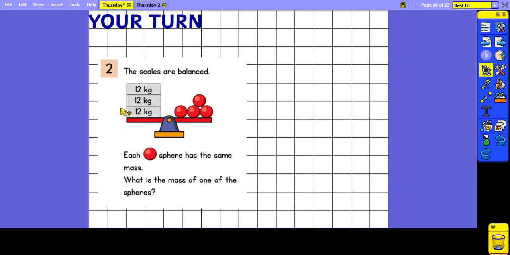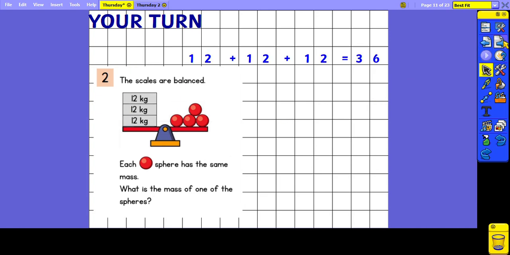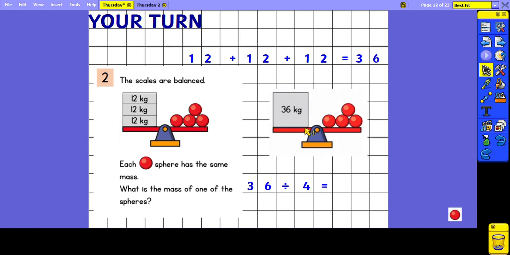So on this side of the scale this time, we've got 3 grey blocks which each weigh 12 kilograms. To work out the total mass on this side of the scale, we need to do 12 add 12 add 12, which equals 36. We have found that the 3 blocks weigh a total of 36 kilograms. We know that the 4 spheres must also weigh 36 kilograms altogether. We need to find out how much one of them weighs.